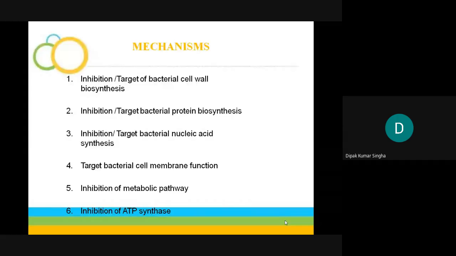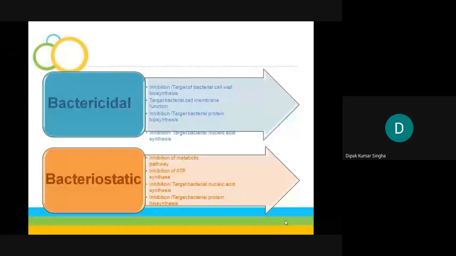So, bactericidal. What are the characteristics of bactericidal agents? Inhibition of target bacterial cell wall biosynthesis, which I already discussed. Target bacterial cell membrane function. Inhibition of bacterial protein biosynthesis. Inhibition of target bacterial nucleic acid synthesis.